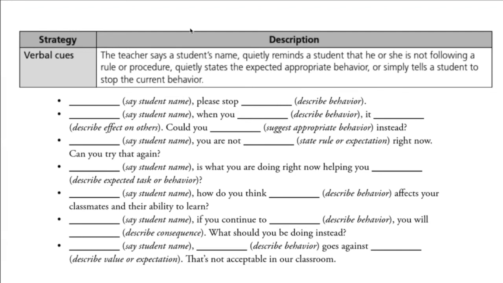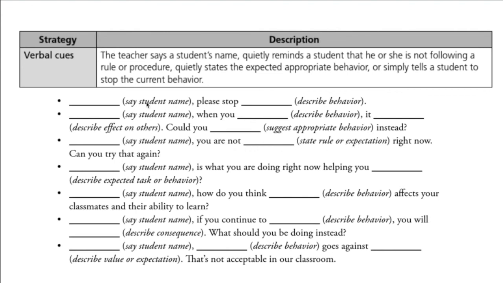One strategy is just a verbal cue. That's when you or I as the teacher say the student's name, quietly remind the student that he or she is not in compliance with the rule or procedure, quietly state the expected appropriate behavior, or simply tell the student to stop the behavior. For example, "Susan, can we please stop poking other students with our pencil?" "Susan, we're not keeping our hands to ourselves right now. Could we please try that again?"